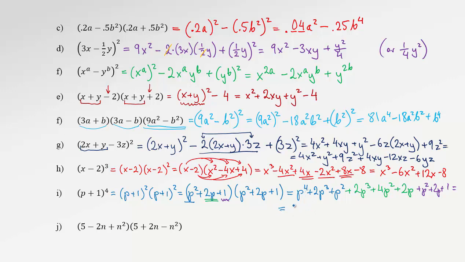The fourth degree term is just 1, so p to the 4. Now the third degree terms are here and there, so we'll have plus 4p cubed, and then p squared, and p squared. 1 and 1 and 4 is 6p squared. Finally, linear terms, 2p plus 2p is 4p, and a free term plus 1. And we're done. So, wow, that was a big question.